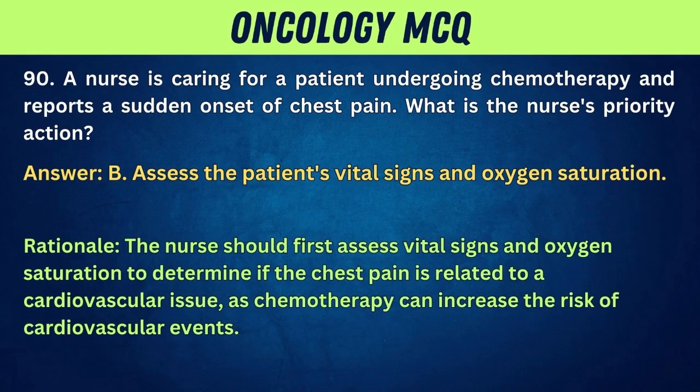Rationale: the nurse should first assess vital signs and oxygen saturation to determine if the chest pain is related to a cardiovascular issue, as chemotherapy can increase the risk of cardiovascular events.